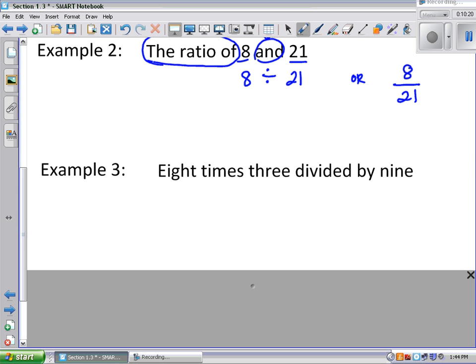Example number 3. 8 times 3 divided by 9. 8, 3, and 9 are my numbers. Times and divided by tell me where I'm going to put my operators. I have 8, 3, and 9. I'm multiplying 8 times 3, and then I want to divide by 9.